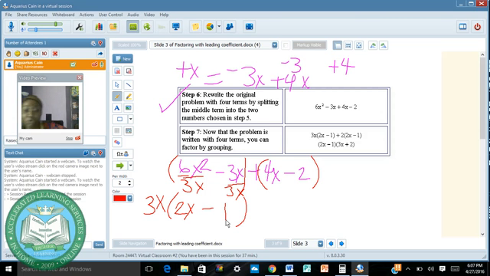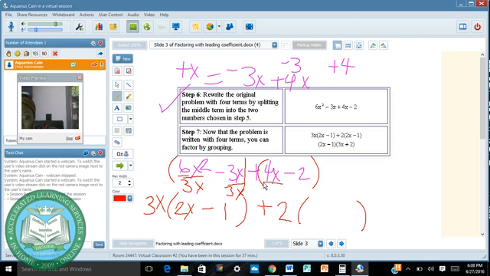Now let's move over to the last part. I'm going to add a plus sign here. Then we have 4x minus 2. Both of them don't have an x, so I can't pull an x out. But we have 2 and 4, and 2 is the greatest common factor that they have in common. So I'm going to put that on the outside of the parentheses.